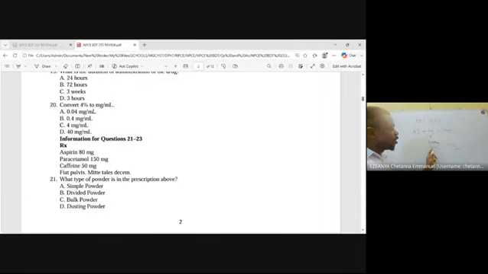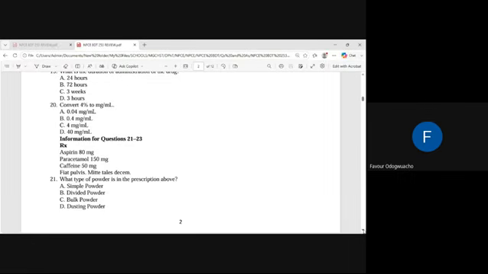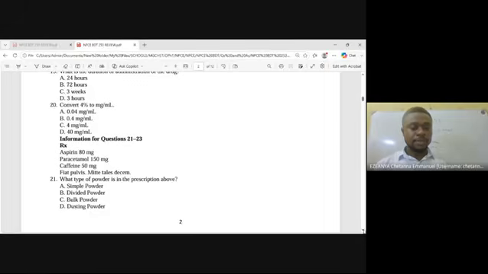You now divide by 100 mL. Break it down to the lowest denominator. At the end, you now get 40 because 100 will go 20 in 4,000. You are left with 40 milligram per mL. So the answer is what? D. Is it clear? Yes, sir. Good. Next question.